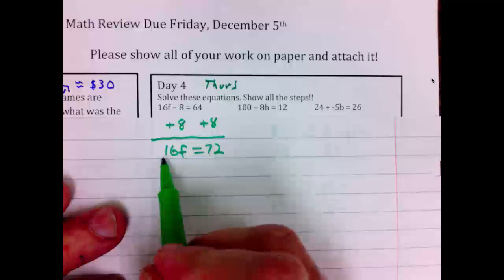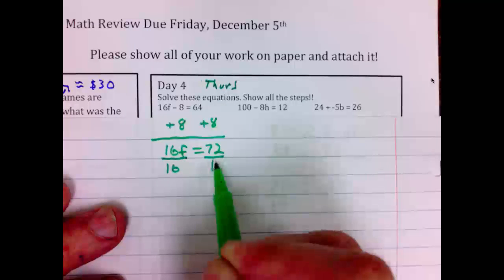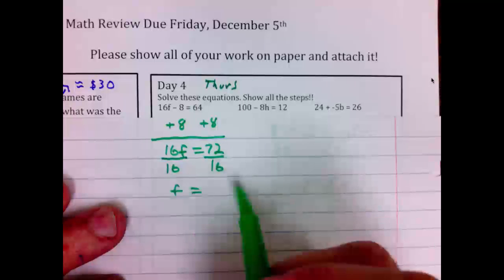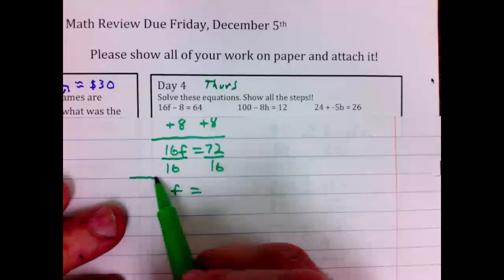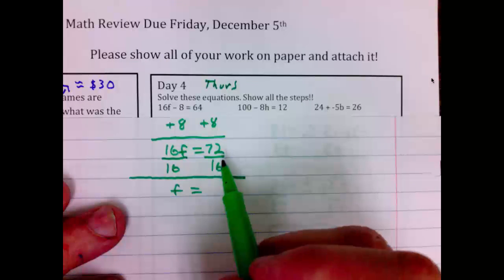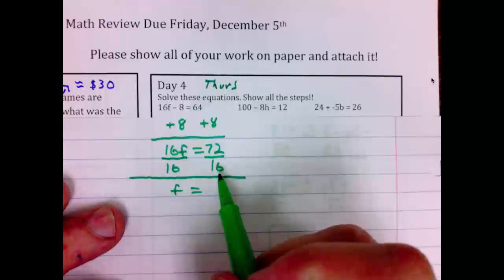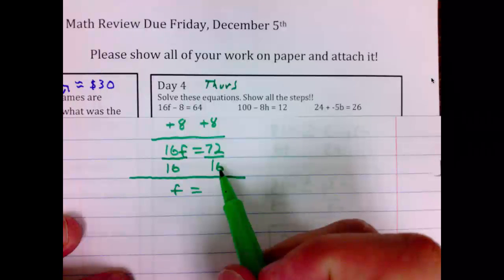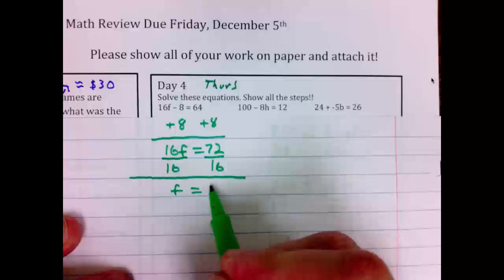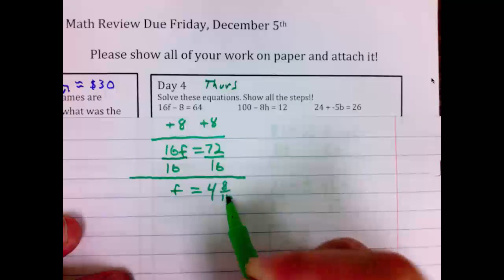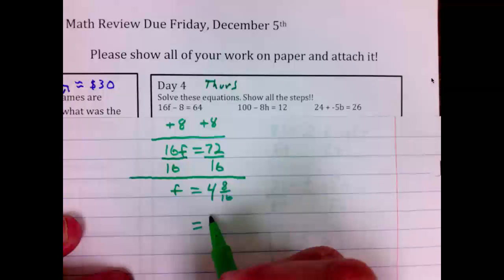We want to solve for f. We divide by 16. 16 divides 16 to leave f. 72 divides 16. It's not a whole number of times, but we can convert this into a mixed number. 16 will go into 72 4 whole times with 8 left over. That's 4 and 8 over 16. And 8 over 16 reduces to 1/2. So this is 4 and 1/2.